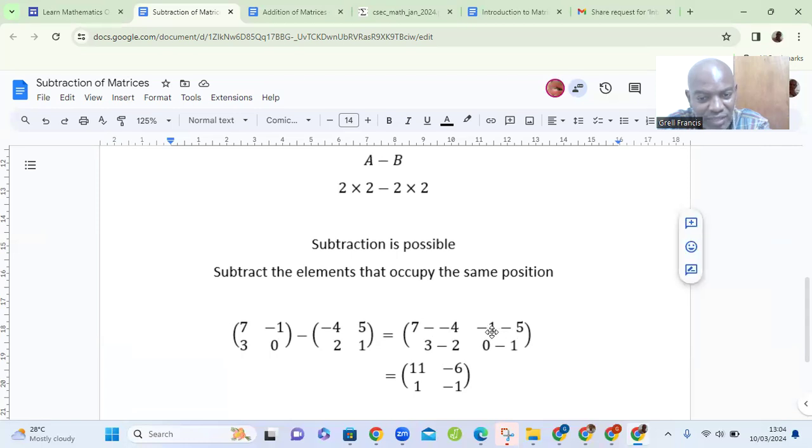But those two negatives are not facing each other. That's another negative and another negative. So your answer is a negative. You're taking out 1 and you're taking out 5. So you're taking out 6 in all. 3 subtract 2 is 1 and 0 subtract 1 is negative 1. So that's how you subtract matrices.